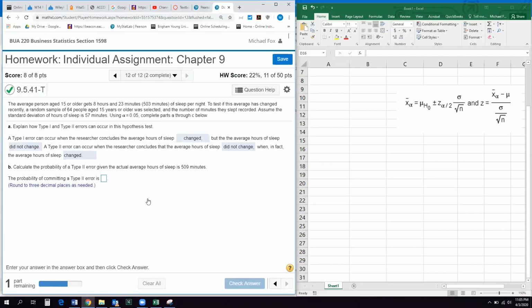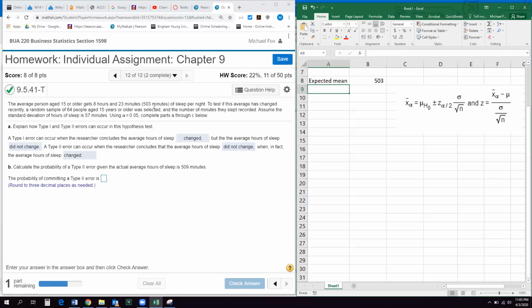So now we'll get into how we figure out the actual type 2 error. Like every other problem, we have to start with what we know and what it gives to us. So we'll start with the expected mean. The expected mean is given to us right here: it says the average person age 15 and older gets 503 hours of sleep per night. So that's what we think it is.